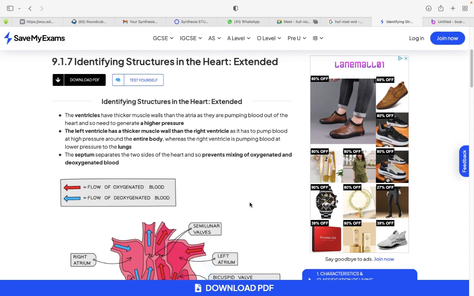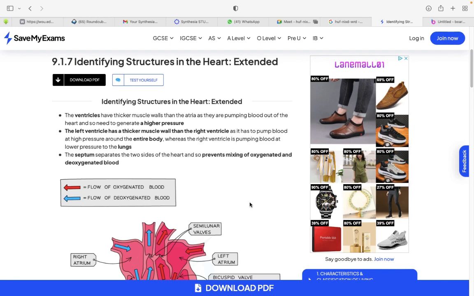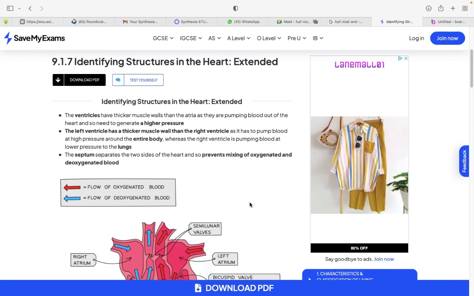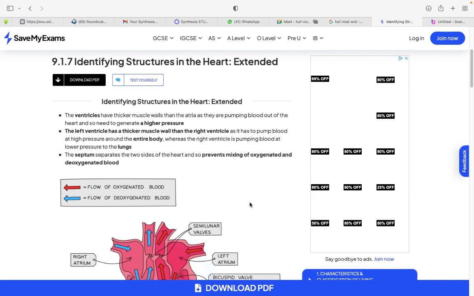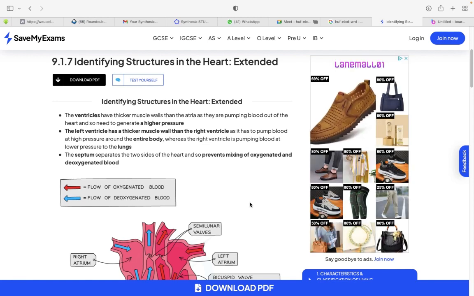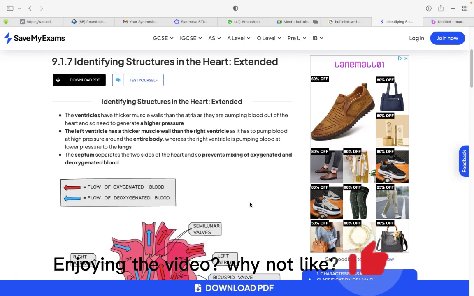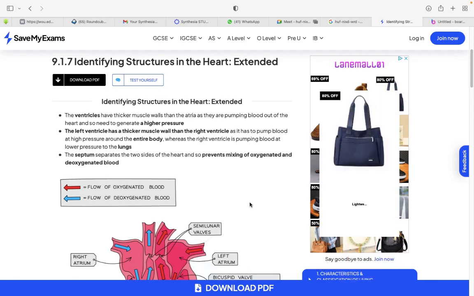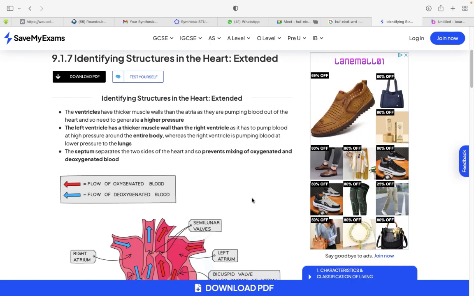We say the ventricles have thicker muscle walls than the atria, and they are for pumping blood out of the heart. The ventricles are where the blood goes out of the heart. The atria are where the blood goes into the heart. The blood coming from the veins goes into the heart through the atria, but the blood that is being pumped out of the heart is pumped out of the ventricle.